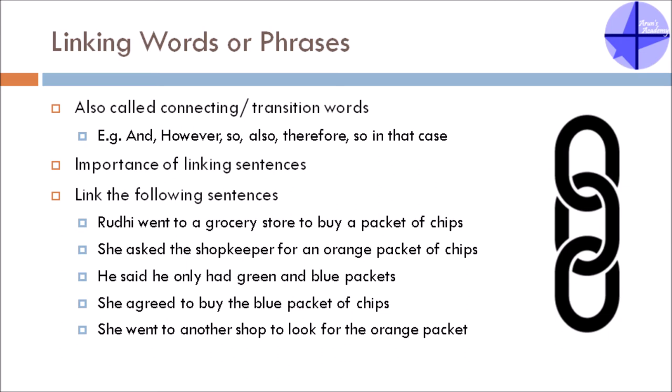Rudy went to a grocery store to buy a packet of chips, and she asked a shopkeeper for an orange packet. He said he only had green and blue packets. So she agreed to buy the blue packet of chips. She then went to another shop to look for the orange packet. So here I've broken down 5 sentences into 3 sentences.